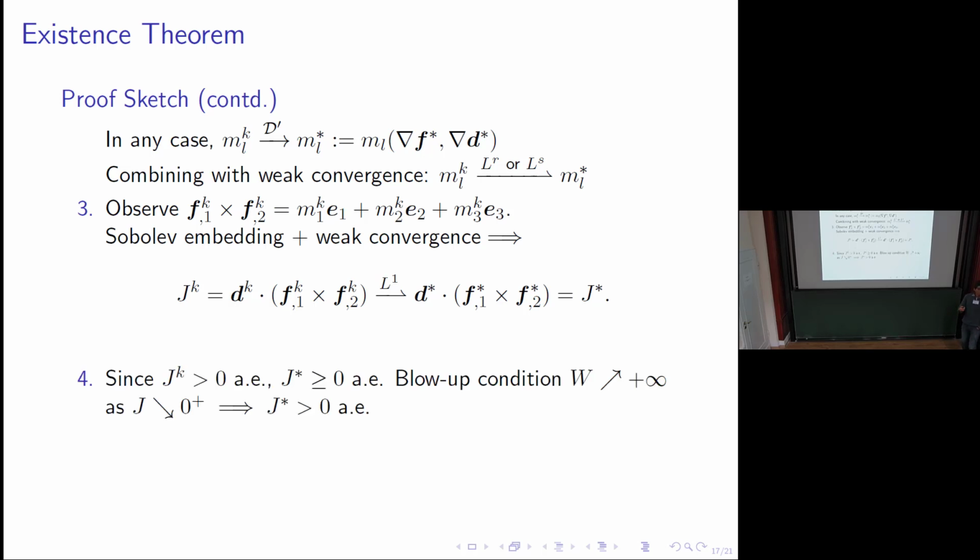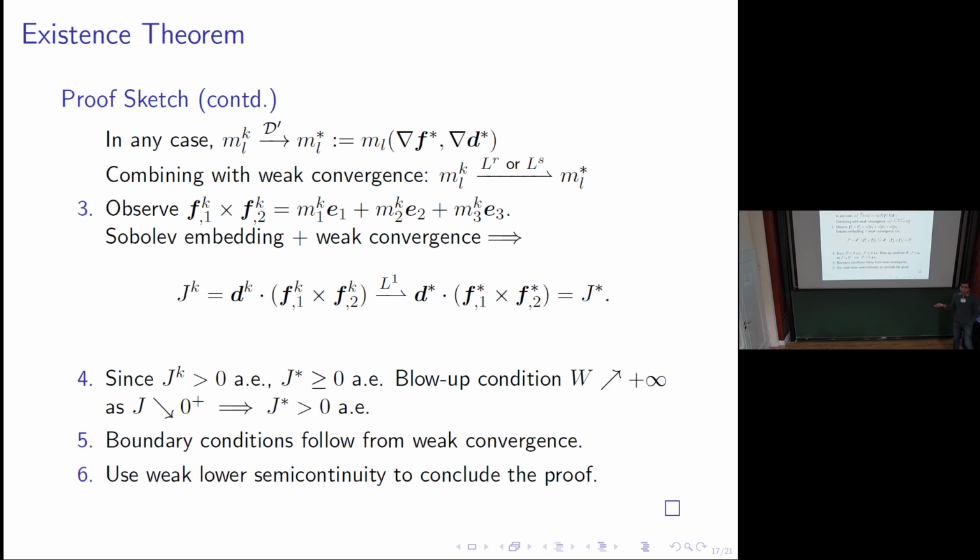So each of the J_k is bounded below by 0, which means that the limit is going to be larger than or equal to 0 almost everywhere. But then you have a blow-up condition as J goes to 0. So that allows you to conclude that even J star at the limit must be strictly bigger than 0 almost everywhere. So that gives you admissibility. Well, the boundary conditions also follow from weak convergence, which is easy. So you have admissibility, combine that with the weak lower semicontinuity result, and that gives you the existence of minimizers. So that concludes the proof of the theorem.